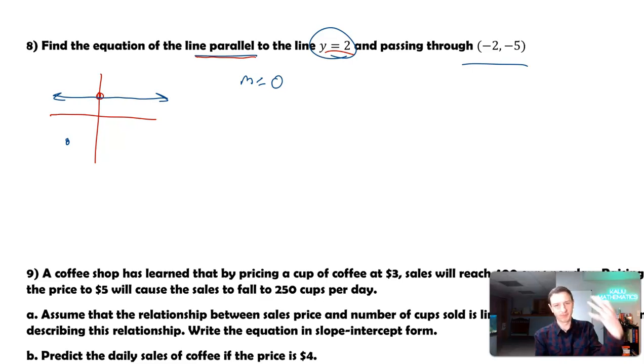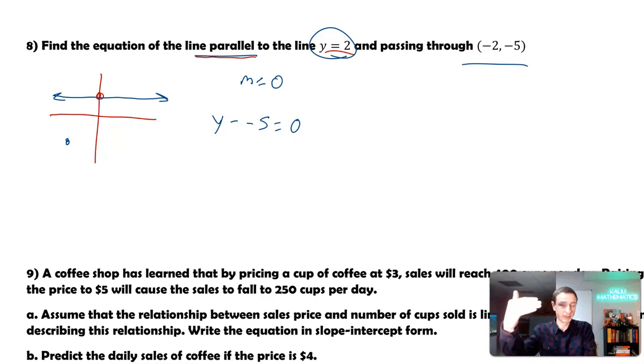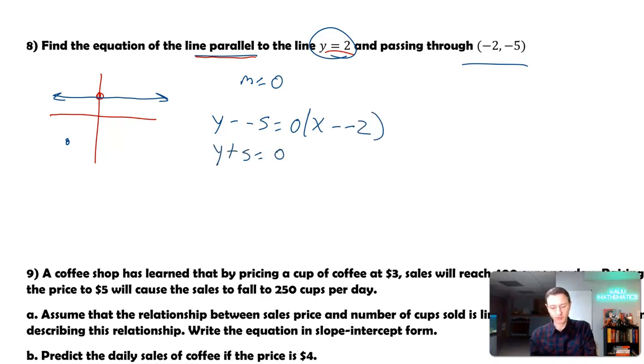If I'm someone who says, you know what, I like a formulaic method, I like a system that I set up, here's how I approach this every single time. If you're somebody like that, here's how we would do this. You would say y minus y1 equals the slope of 0, because it's parallel to a horizontal line so it's the same slope, times x minus x1. So y plus 5 equals 0.